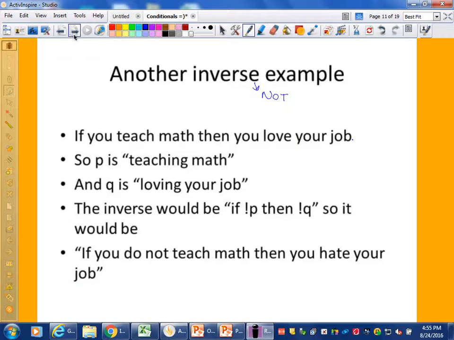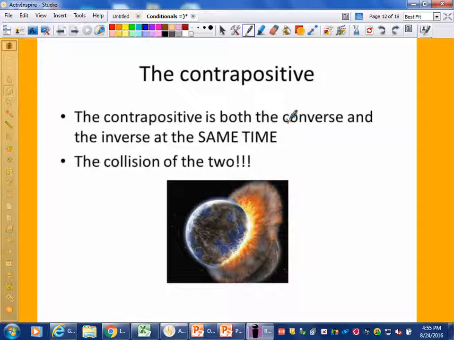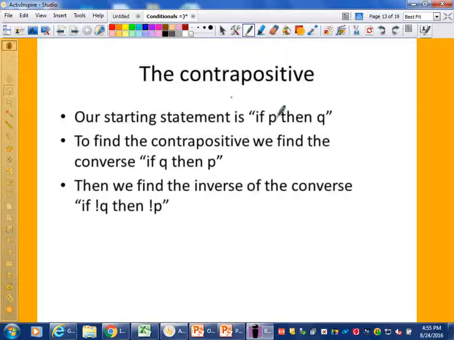All right, the last one we need to cover is your contrapositive. The contrapositive is both the converse and the inverse at the same time. Basically the collision of the two. I think you should see what this is telling you. It says you start with if P then Q. To find your contrapositive, you first find the converse, if Q then P. Then we find the inverse of the converse, if not Q then not P.